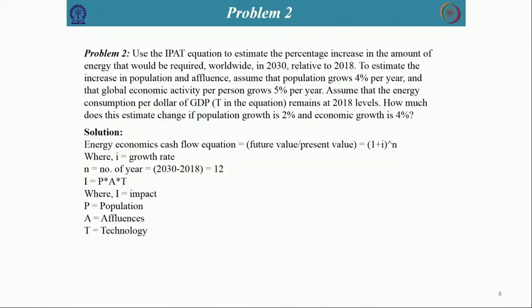Coming to the second problem, this is the application of the IPAT equation, which you have been taught before in the week 1 module. This IPAT equation is basically for impact assessment. The question says to use the IPAT equation to estimate the percentage increase in the amount of energy that would be required worldwide in 2030 relative to 2018, given the increase in population and affluence.